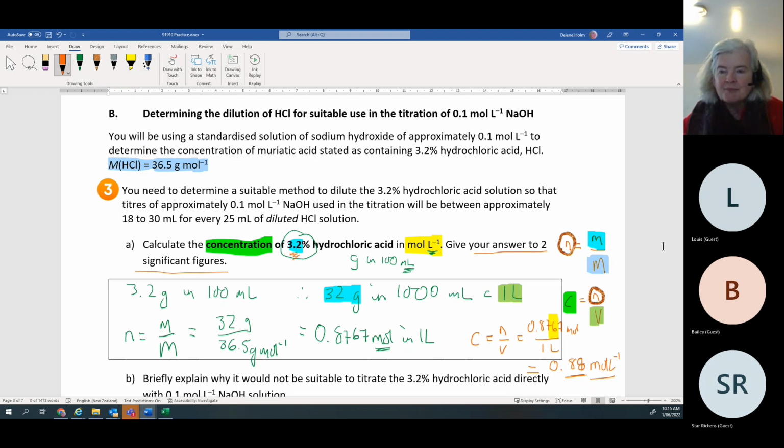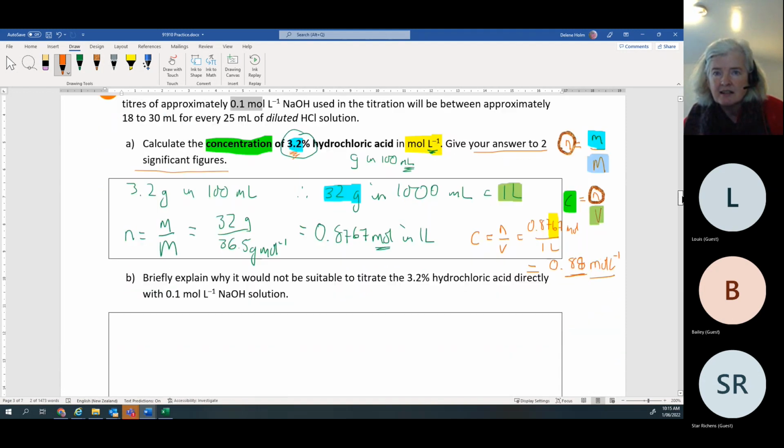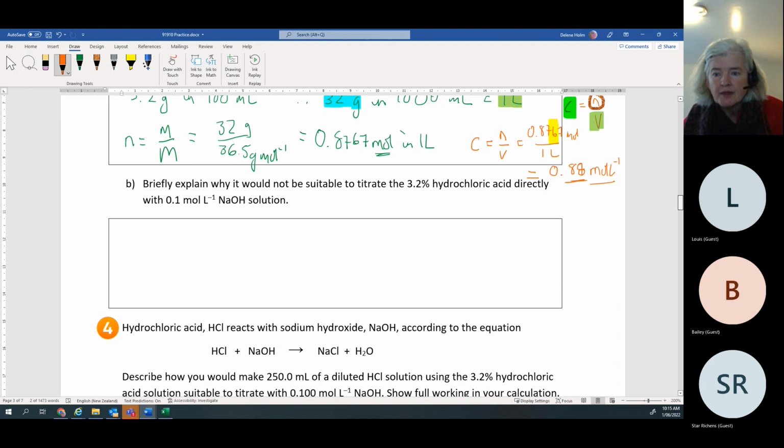Okay. And if you had also very low, 0.0000 something, you know it's got to be more than 0.1 because you've got to dilute it. If it's 0.01, you're not going to dilute it more, because you want to react it with a 0.1 mole per liter sodium hydroxide. So you're expecting something more than 0.1 so that you can dilute it. Does that make sense? Okay, I hope so.